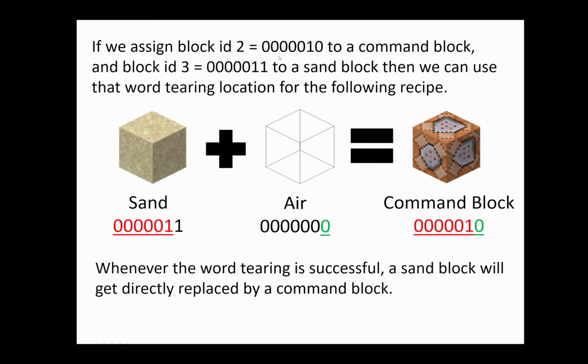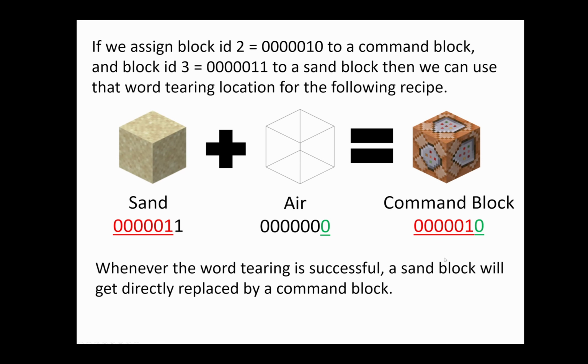If we assign block ID 2, which is 0000010, to a command block, and block ID 3 to a sand block, then we can use that word tearing location for the following recipe. So we use these first 6 bits of sand and combine it with the last bit of air, and we can make a command block. So we make the 0000010 of the command block. And whenever the word tearing is successful, a sand block will get directly replaced by a command block, and that's what we also need for a following block swap.